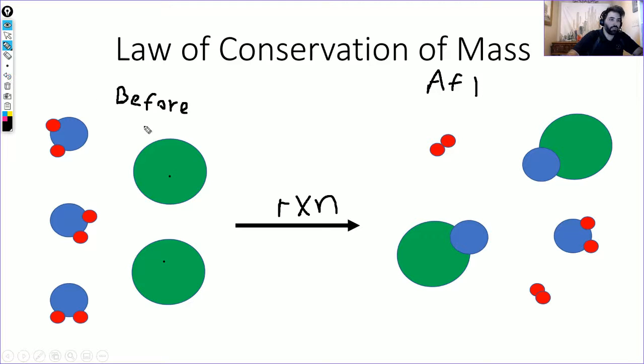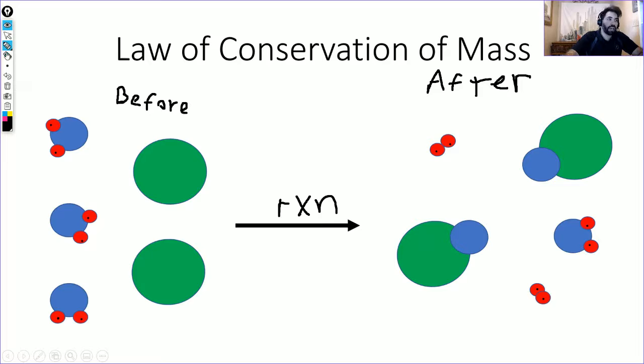Before the reaction, I have one, two, three blue circles. After the reaction, I have one, two, three blue circles. And finally, before the reaction, I have one, two, three, four, five, six red circles. And I still have one, two, three, four, five, six red circles after the reaction took place.